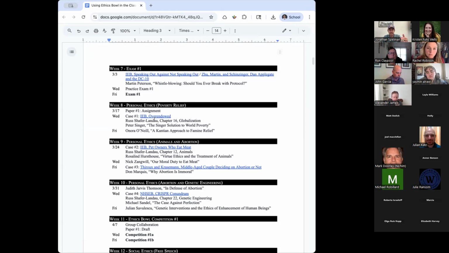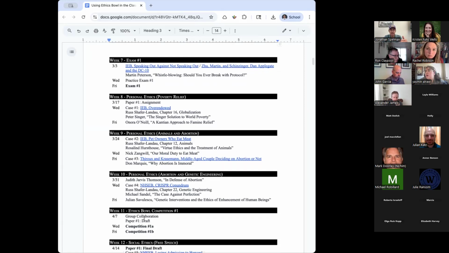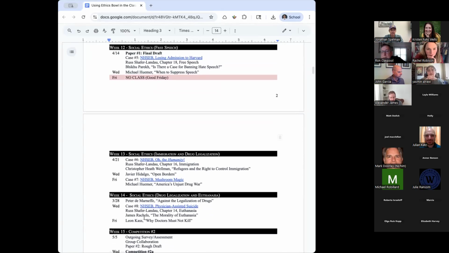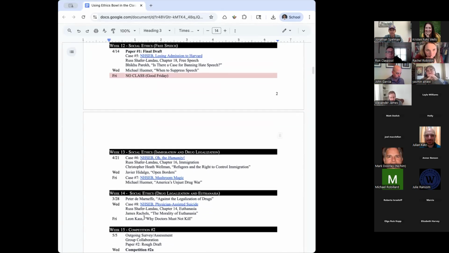We've divided that last part of the class into 2 chunks. Weeks 8 through 11 are the first chunk, which we think of as personal or individual ethics, where we think about our individual moral responsibilities and the ethics of particular actions that we would take. Then the second half is weeks 12 through 15, and those are more social or political issues.